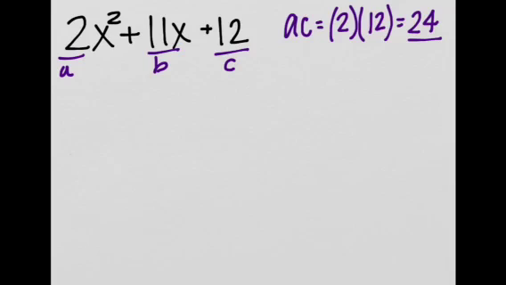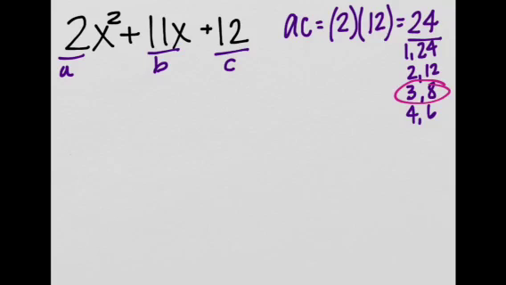But in this case, we actually don't need the negative factors, so we just need the positive factors of 24. So 1 and 24, 2 and 12, 3 and 8, and 4 and 6. Now we're going to take those factors and we want to find the combination that gives us our b. So same as before, which one of these add together to give us our b, which is 11? We can see that it's 3 and 8.